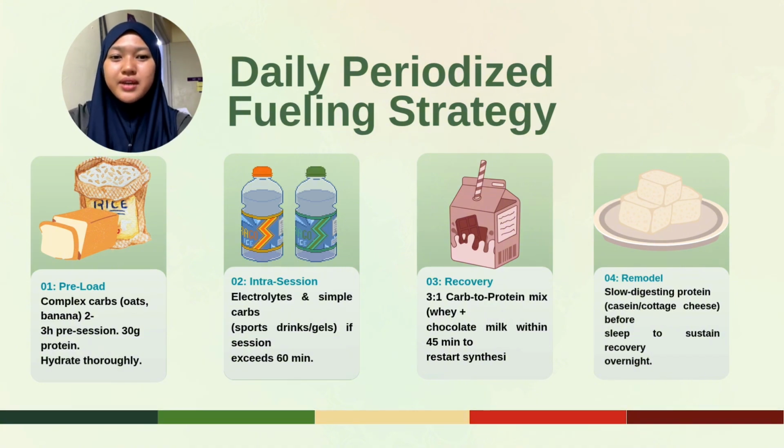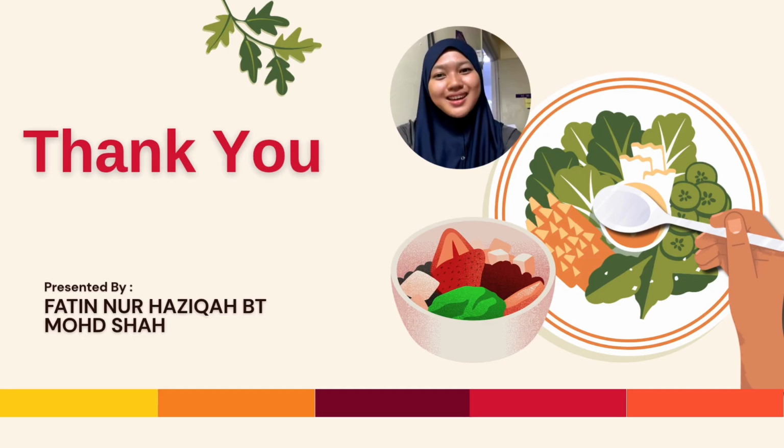Number 3 is recovery, which is they must consume a 3-to-1 carb to protein mix between whey and also chocolate milk within 45 minutes to restart their synthesis. Lastly is remodel, which is they must consume a slow digesting protein like cottage cheese before sleep to sustain recovery overnight. So do you understand?